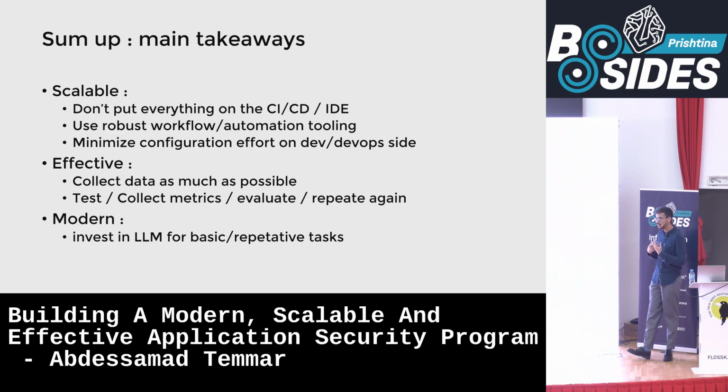Regarding effective, it's very important to collect data and metrics as much as possible, because it's the only way to detect if you are going in the right direction. And regarding the last point, I think it's time to invest more and more in LLMs, especially in the AppSec field, to automate basic and repetitive tasks. This will allow us to focus only on things that matter.